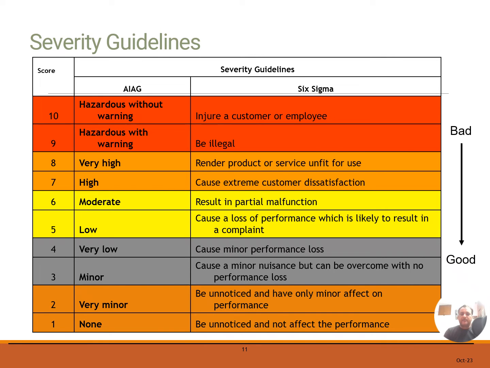Here is the table of guidelines that would be used to determine the severity of the potential effect of failure. If you see here, 1 is given to none. It means if the problem happens, it will go unnoticed and will not affect the performance. And 10 is hazardous without warning. It may injure a customer or an employee. And then we have 5 and 6, which are moderate or low in between.